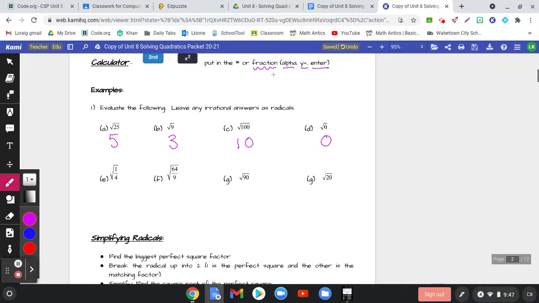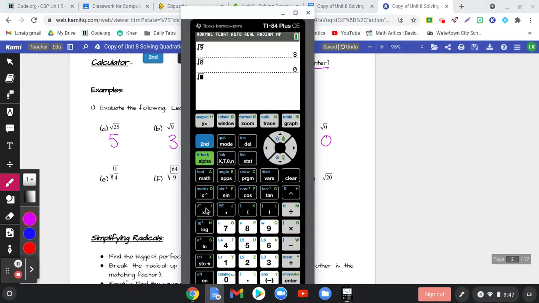All right, if it's a fraction, not a big deal. Again, we're going to type in the square root, and we're going to type in the fraction exactly as you see it: alpha, y equals, enter. So second, x squared, alpha, y equals, and we'll get our fraction, 1 over 4. If you just hit the right arrow button, you can get out of there, or you could have just hit enter. 1/2. Basically what's happening with a fraction is you're taking the square root of the numerator and the square root of the denominator. Square root of 1 is 1, square root of 4 is 2, so 1/2.